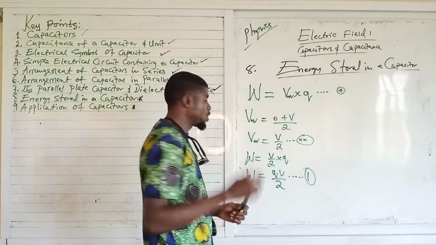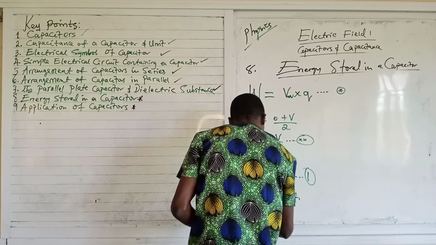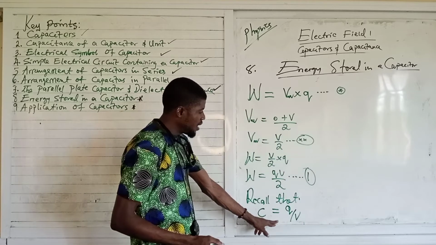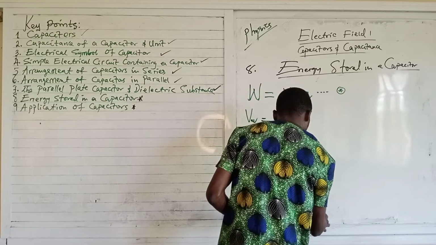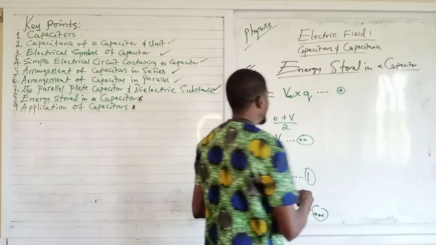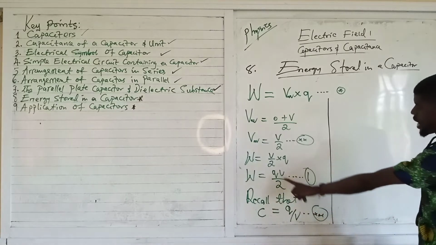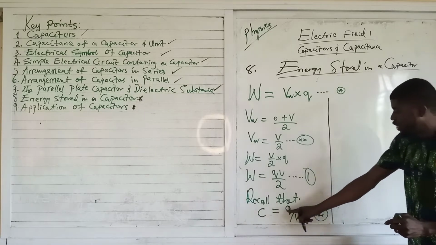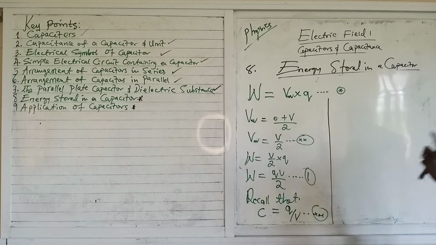What do I mean? Recall that C is equal to Q all over V, the general equation for the capacitance of a capacitor. Call this equation star star star. We are free to write again that, from here, we have W is equal to QV all over 2. So we are going to make Q the subject of the formula here and also make V the subject of the formula.